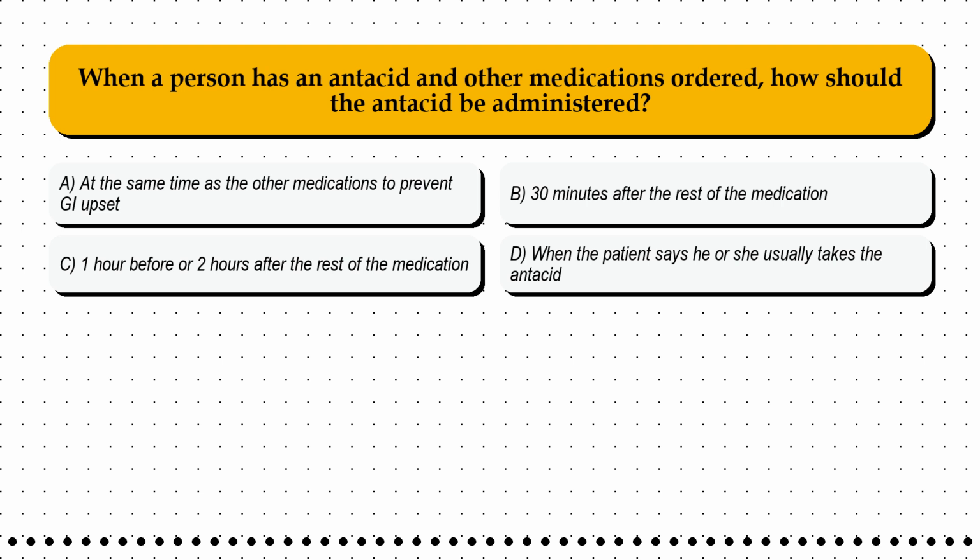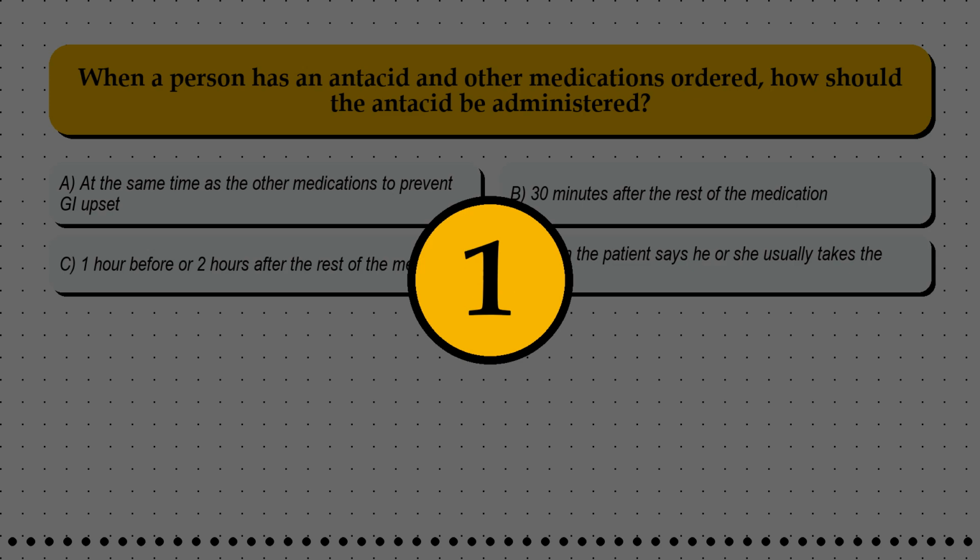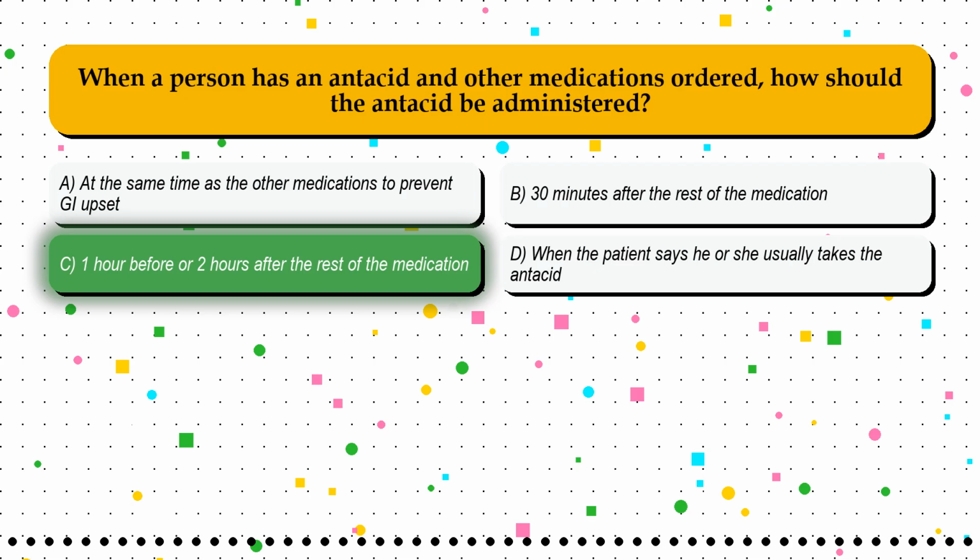Question 119. When a person has an antacid and other medications ordered, how should the antacid be administered? Option A, at the same time as the other medications to prevent GI upset. Option B, 30 minutes after the rest of the medication. Option C, 1 hour before or 2 hours after the rest of the medication. Option D, when the patient says he or she usually takes the antacid. The correct answer is option C. 1 hour before or 2 hours after the rest of the medication.